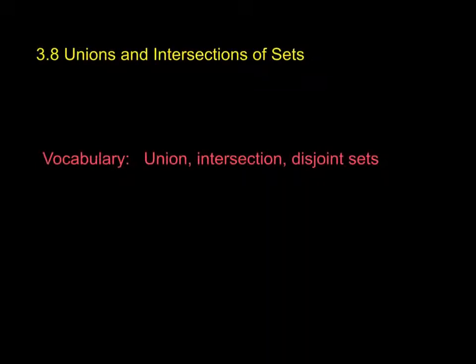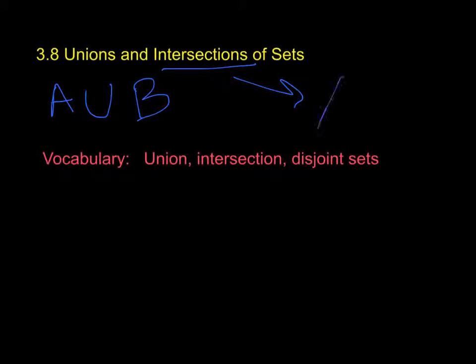So we're in section 3.8 now, and we're going to talk about unions and intersections of sets. We've talked about this a little bit already, but remember, unions, think set A and set B. The union of those two is indicated by that symbol, it's like a U. And then intersection is over here, and that is set A and set B. Their intersection is indicated by that upside down U, or like it looks like an N.